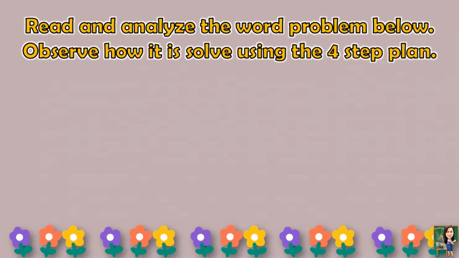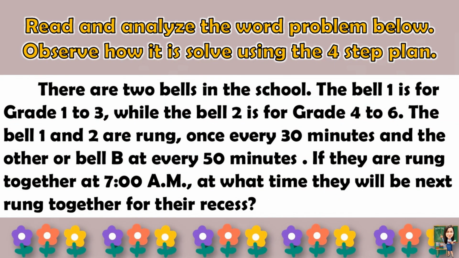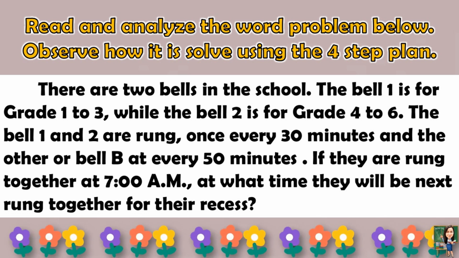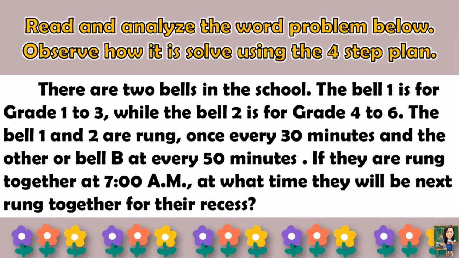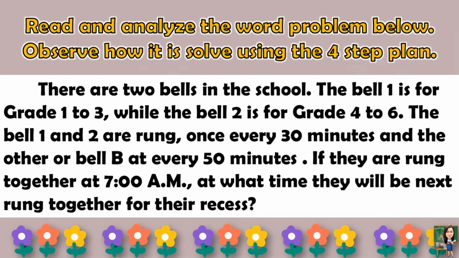Read and analyze the word problem below. Observe how it is solved using the four-step plan. There are two bells in the school. Bell 1 is for grades 1 to 3, while bell 2 is for grades 4 to 6. Bell A is rung once every 30 minutes and the other, bell B, every 50 minutes. If they are rung together at 7 o'clock a.m., at what time will they next be rung together for the recess? Let us solve this problem using the four-step plan.